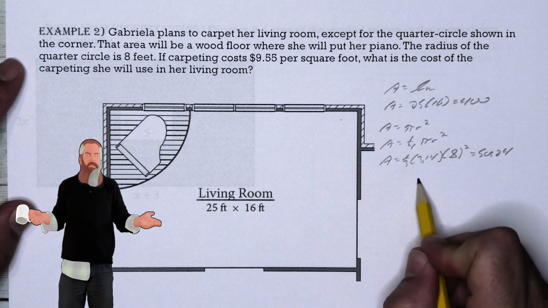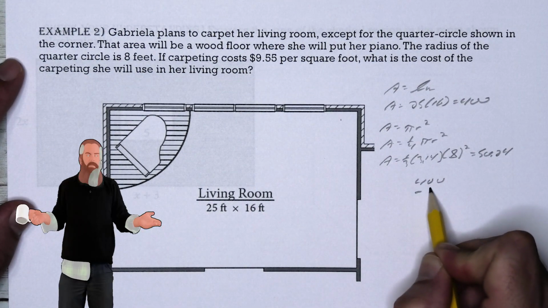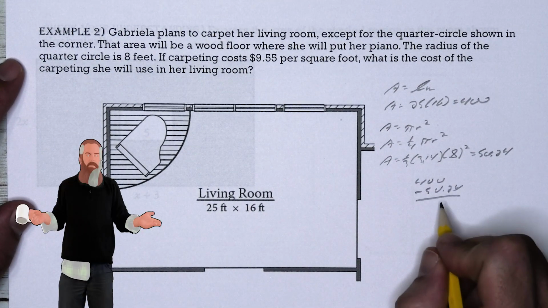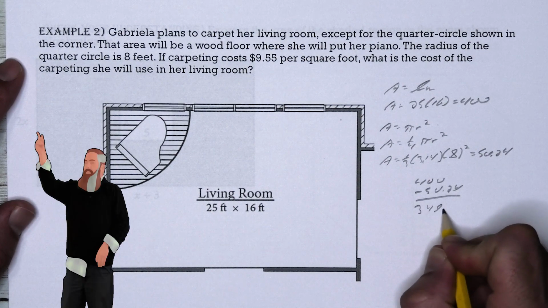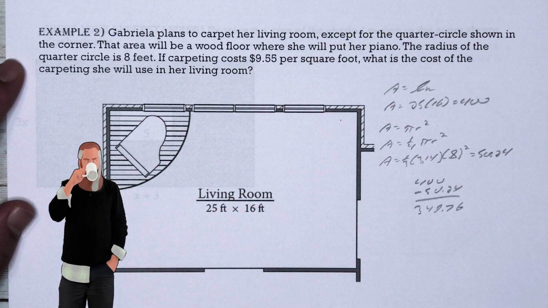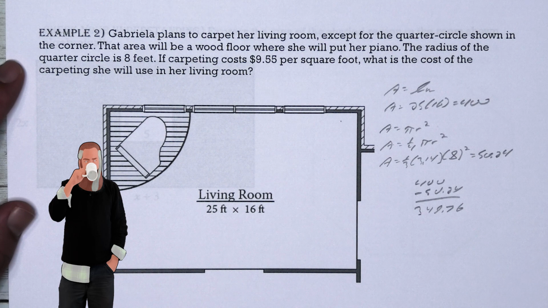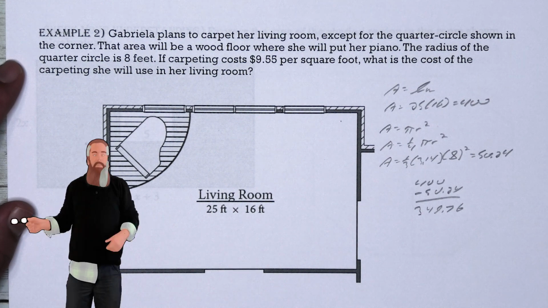We're going to subtract that 50¼ square feet from the 400. This is going to give us 349.76 square feet of carpeting. So Gabriela needs approximately 350 square feet of carpeting.